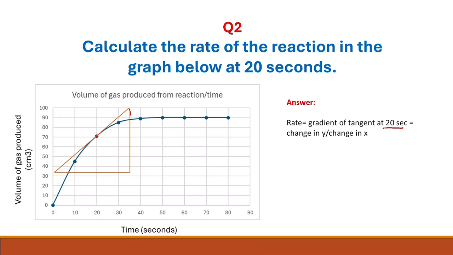Here, the change in y is 65 centimeter cubed, from 35 to 100, and the change in x, as you can see, is from 0 to 35. So the rate is 65 centimeter cubed over 35 seconds, so 1.86 centimeter cubed per second, and this is the rate of the reaction.